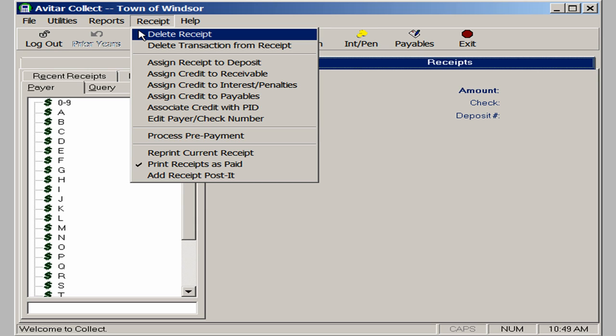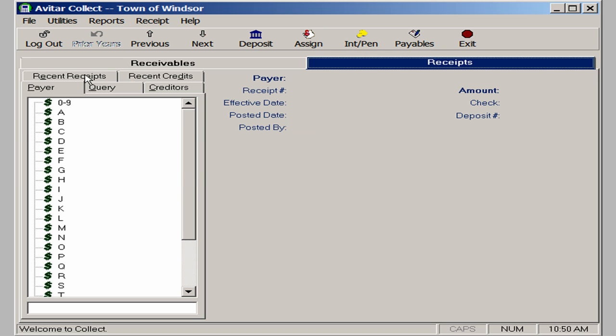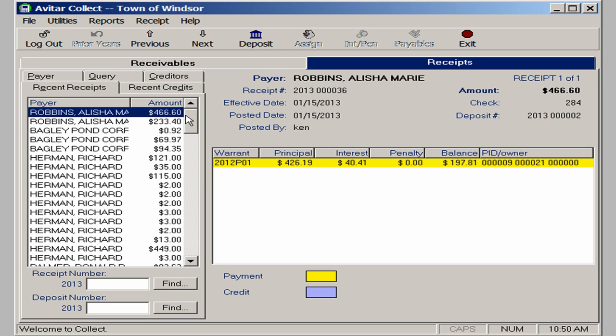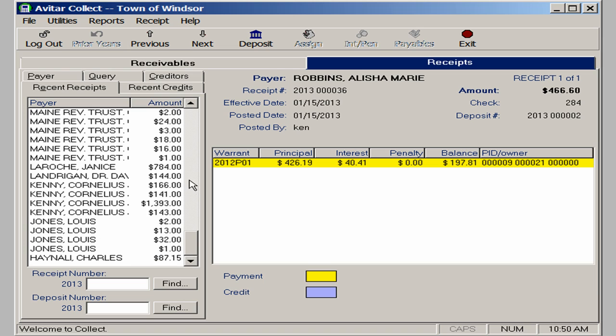prior fiscal year. So someone comes, they give you a payment, you post it, you close your year, and then a check comes back from the bank for non-sufficient funds. In the past, you would have had to use an abatement and a supplement in order to correct that. So we'll start by looking up a receipt from the prior fiscal year. This was done on December 29th.